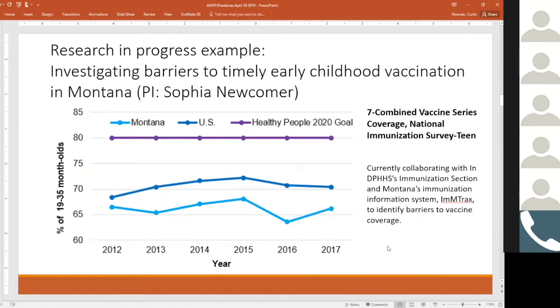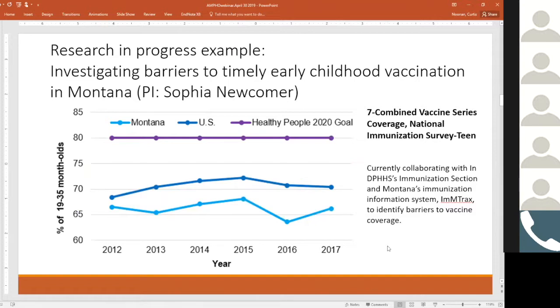And then another investigator, Sophia Newcomer, is working with children's vaccination coverage. And so she works with people in DPHHS's immunization section. And they've got this MTRAX vaccine monitoring program that is a great data set to evaluate the attainment of the Healthy People 2020 goal for vaccination coverage for children.